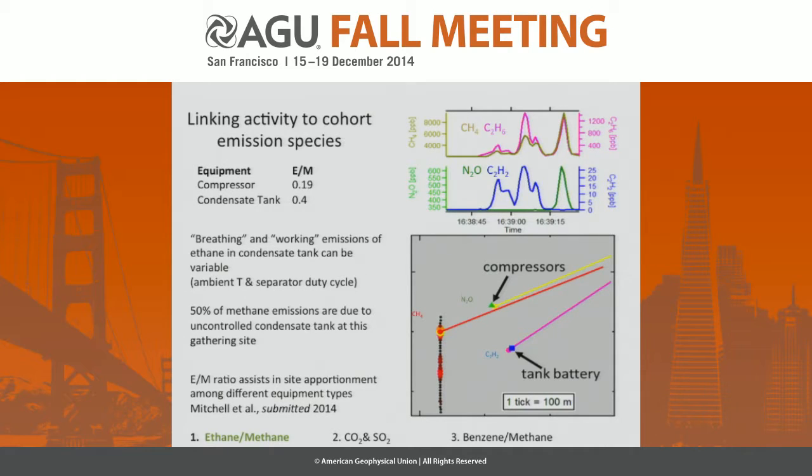And Austin Mitchell has found throughout the course of the gathering and processing module workup that indeed the emissions from these tank batteries at gathering sites can really end up being significant and do not necessarily scale with what you would expect from the facility's throughput.